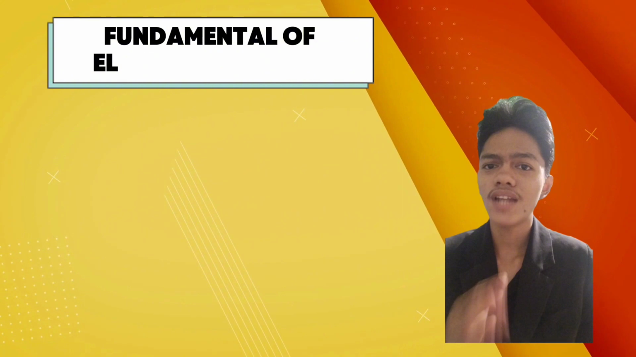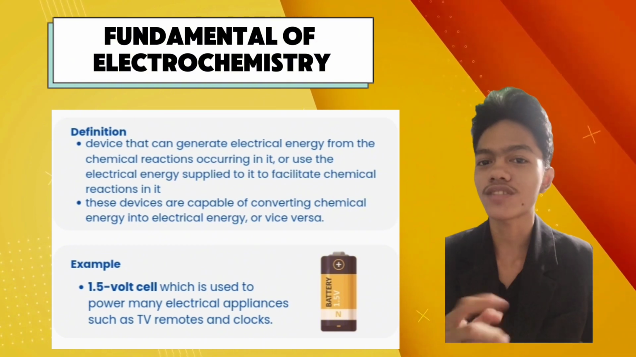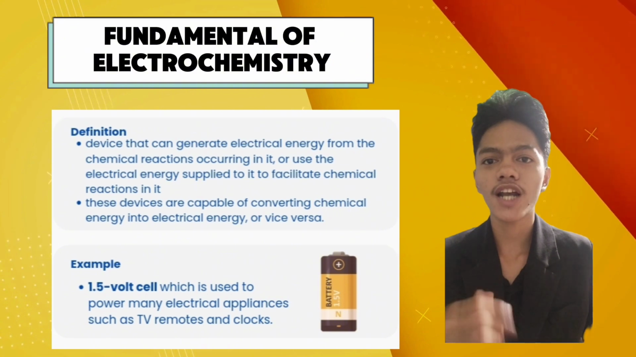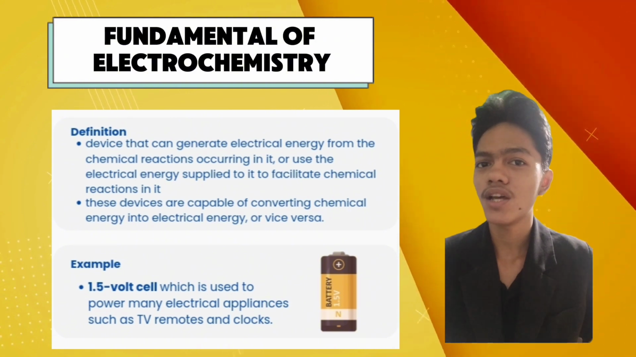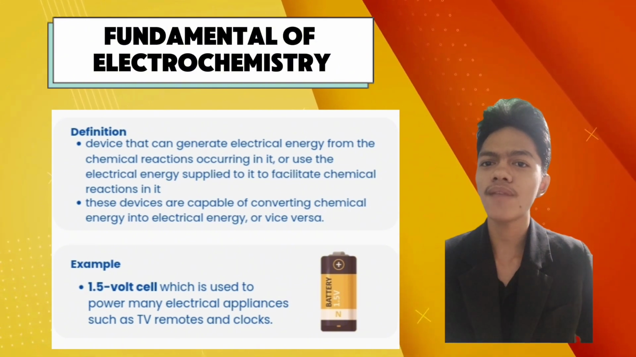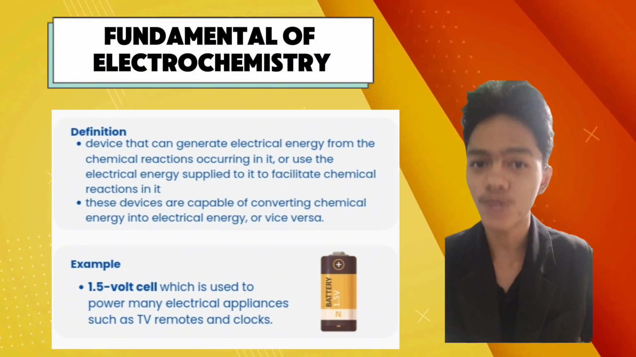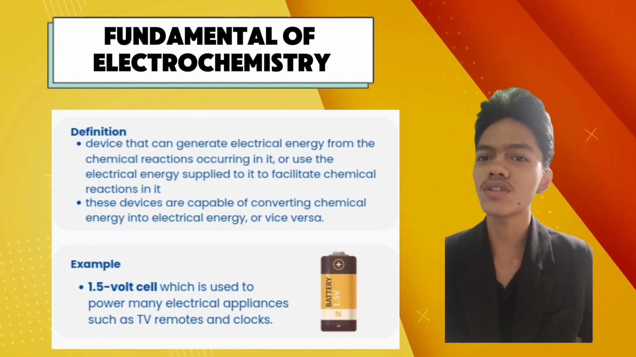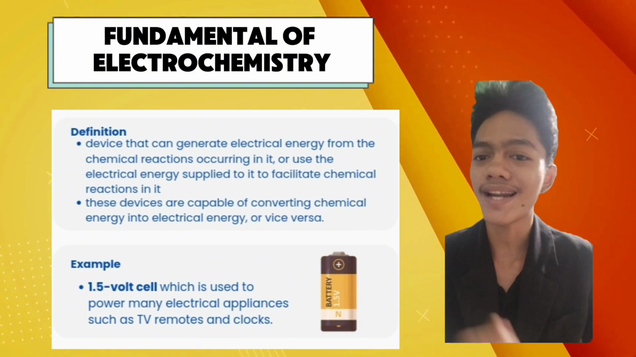Let's proceed to the electrochemical cell. What is an electrochemical cell? An electrochemical cell is a device that can generate electrical energy from the chemical reaction occurring in it, or use electrical supply to it to facilitate chemical reaction. These devices are capable of converting chemical energy into electrical energy or vice versa. An example is a 1.5 volt cell, which is used to power many electrical appliances such as TV remotes and clocks.